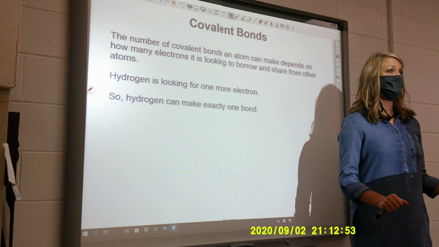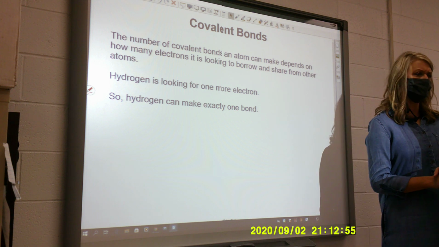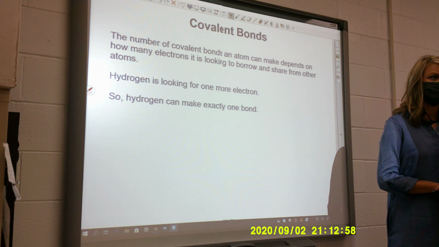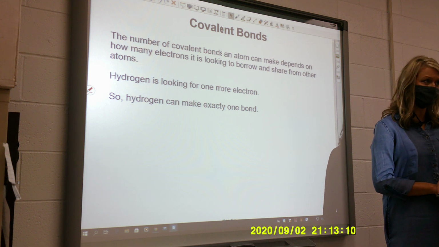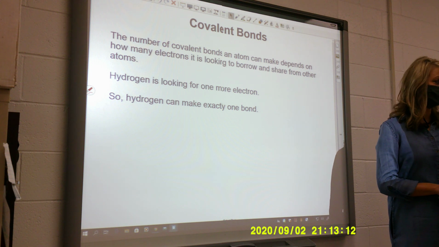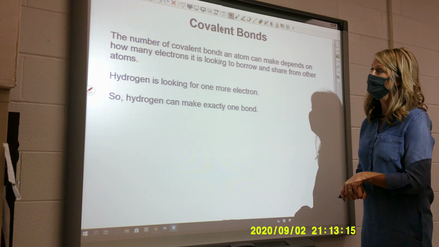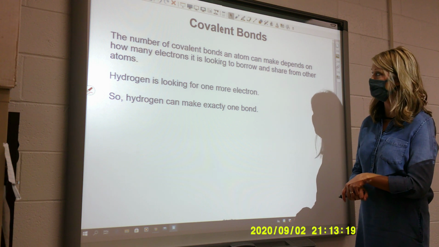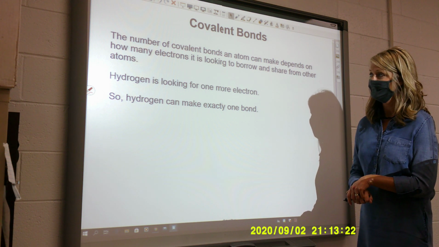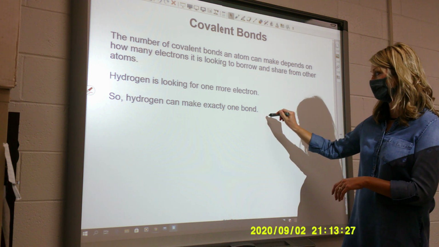Covalent bonds. Isabel Gibbs, when do we have covalent bonds? When we do what with electrons? Michael, you got it? Share. Anytime we share electrons, we have covalent bonds. The number of covalent bonds an atom can make depends on how many electrons it is looking to borrow and share from other atoms. Hydrogen is looking for 1 more. So hydrogen can make exactly 1 bond.